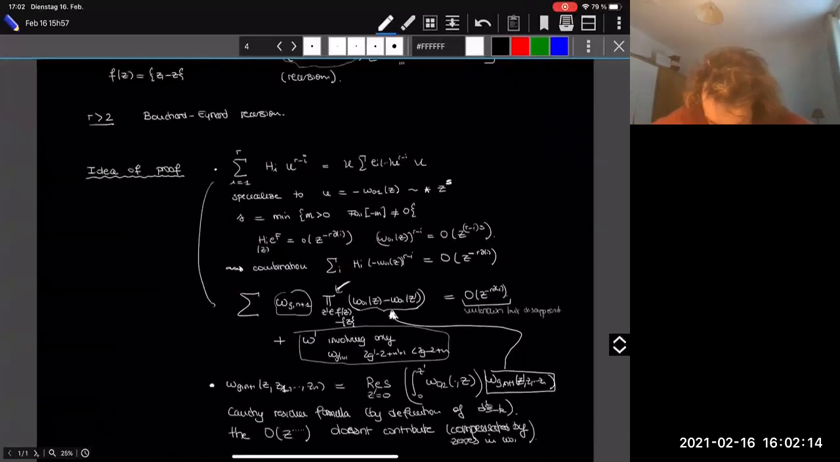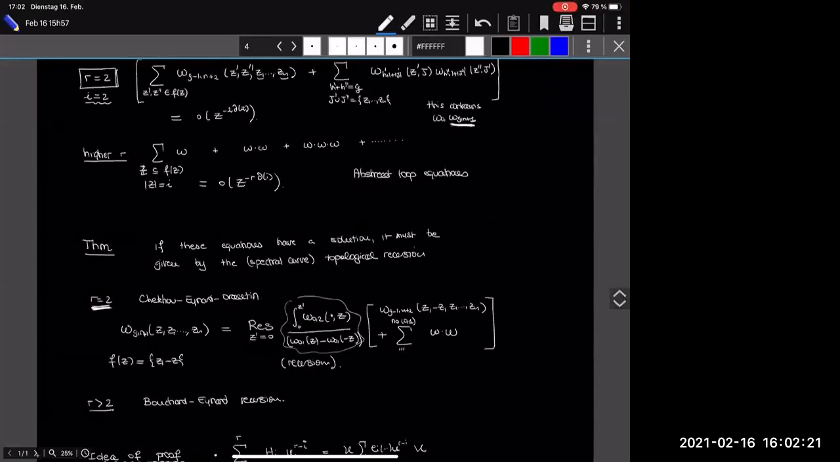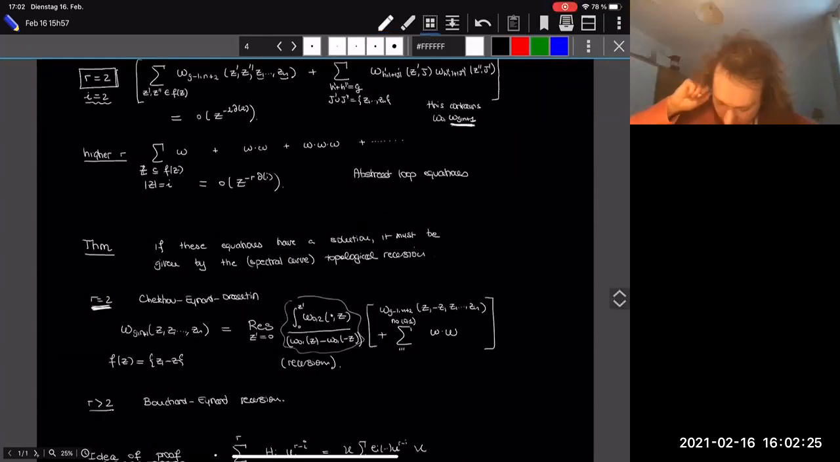And in this theorem, which I wrote here, I said if the loop equations have a solution, then they must be given by the recursion. But there's no reason that the solution exists. What makes the solution exist is the fact that you have an Airy structure. So it's implied by having an Airy structure.